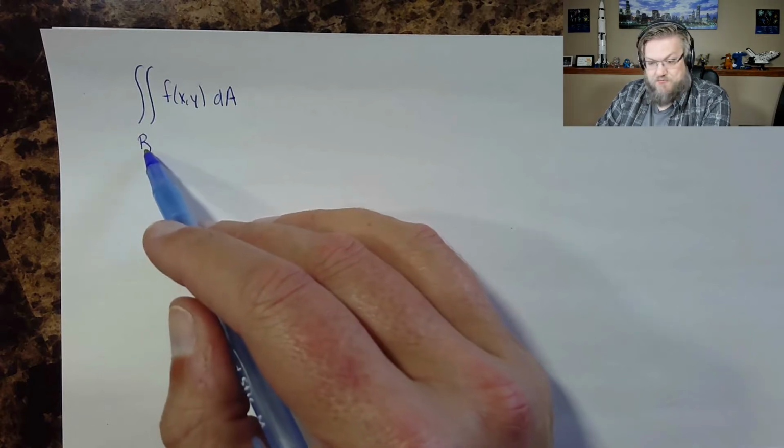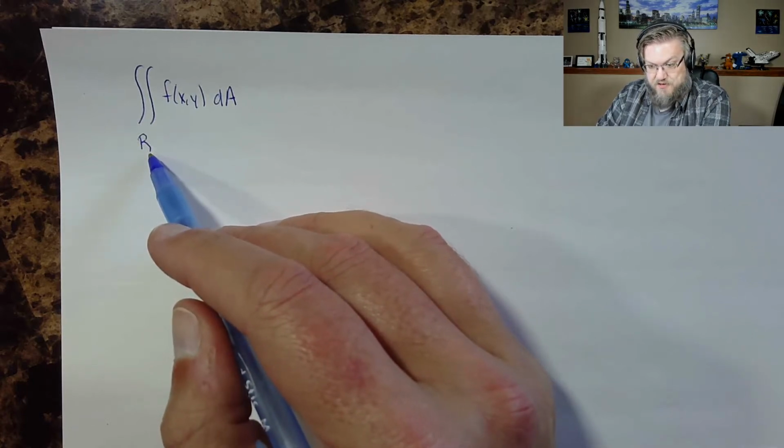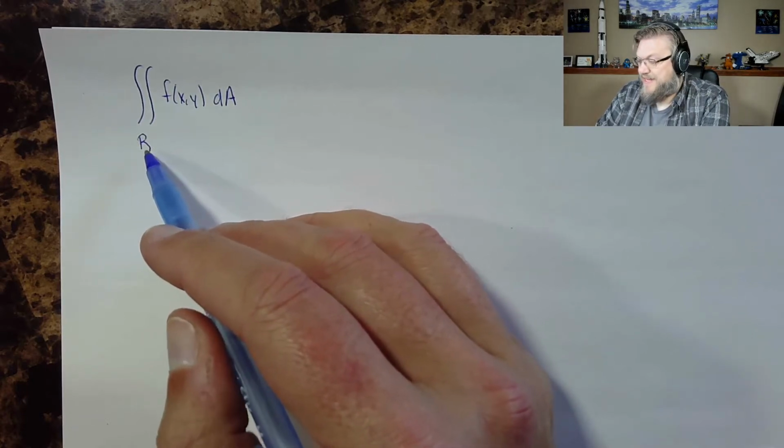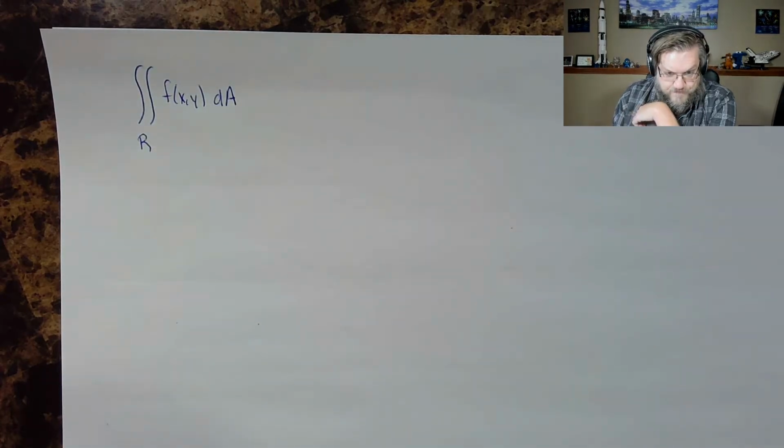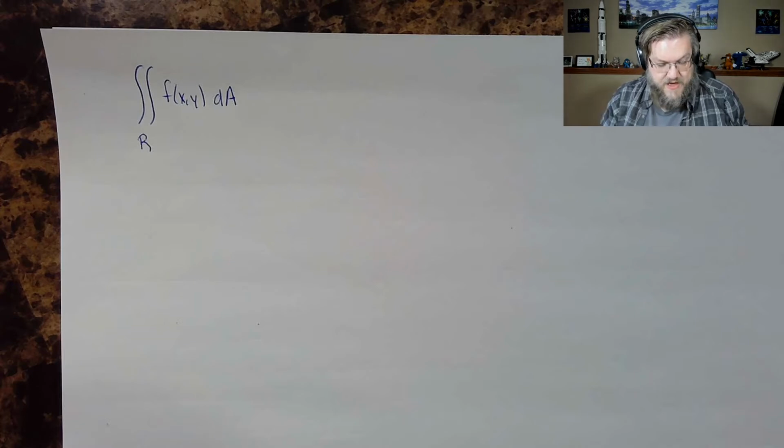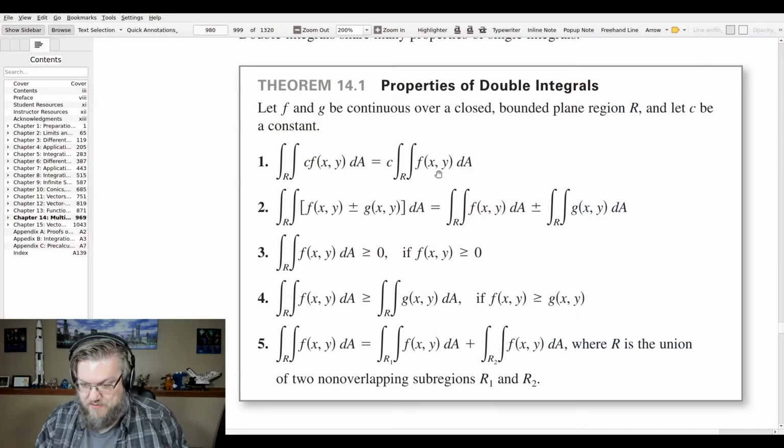Now remember, R is the region of integration, the domain or the region of integration. And we're double integrating over that surface there. So let's start off with the properties. How does this thing work?